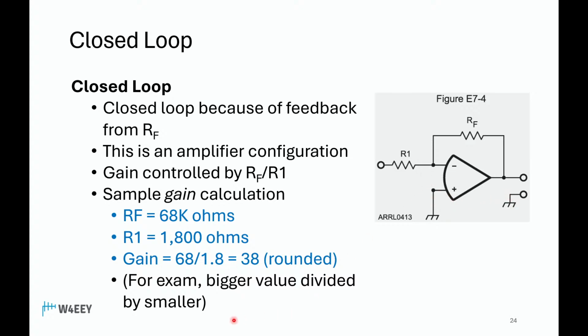Now here's a trick that will help you. For the exam, it's always the bigger value divided by the smaller value. So you don't have to remember, is it R1 divided by RF, or is it the other way around? This trick will help you for all of the pool questions where there's a gain calculation involved. Bigger value divided by the smaller. Make sure that the units are the same, kilo to kilo.